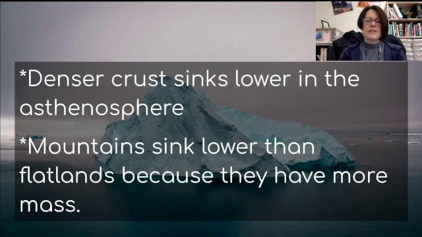And the idea is, like an iceberg, denser crust sinks lower in the asthenosphere. So surprisingly enough, the oceanic crust is denser. It will sink lower than the continental crust because of its density difference. However, mountains sink lower than flatlands because they have more mass. So we have this sinking going on due to density and mass.